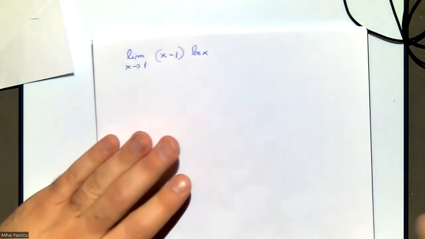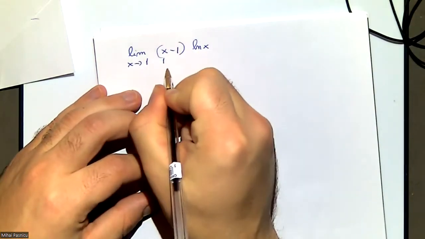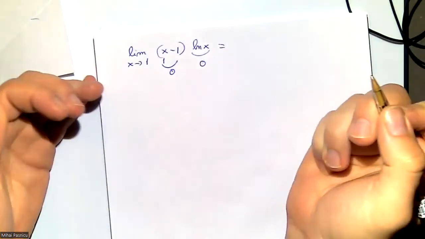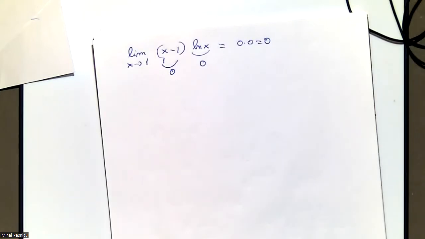Okay, now, first thing is to evaluate it. We evaluate it and we see that if this is 1, this is 0, log of 1 is 0, so this is just 0 times 0, which is just 0. Okay. Again, always we need to evaluate before L'Hopital.